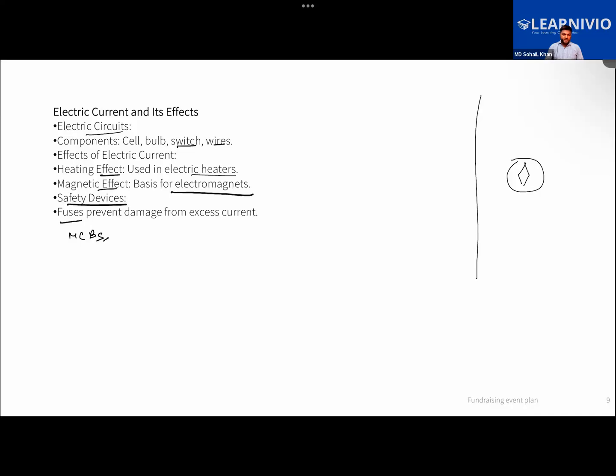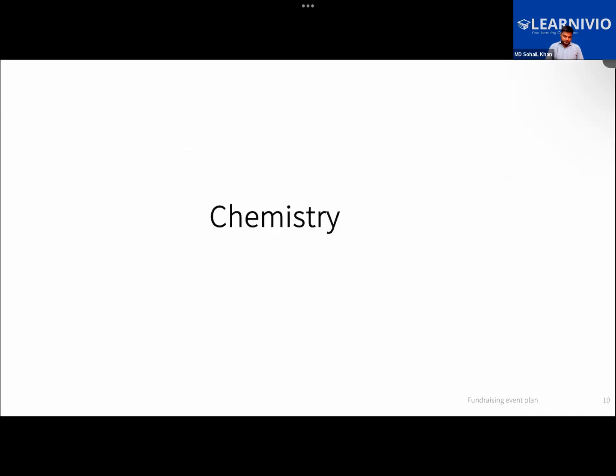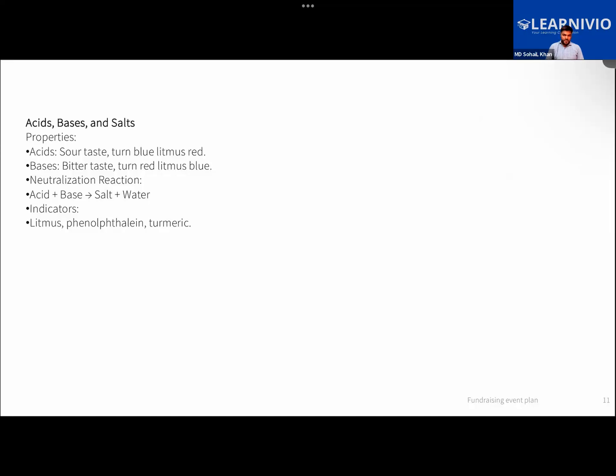What is the full form of MCB? Miniature circuit breaker. Very good. And it is better than the fuse because it can be reused.